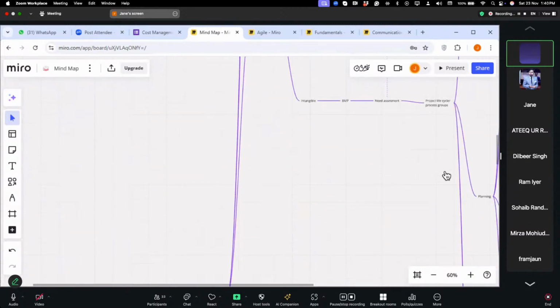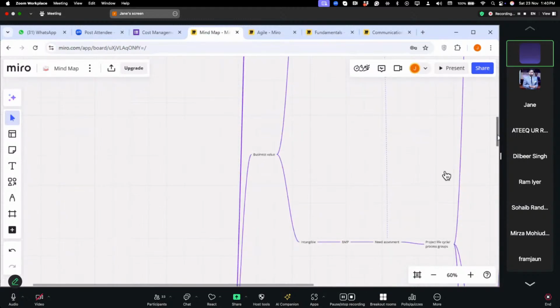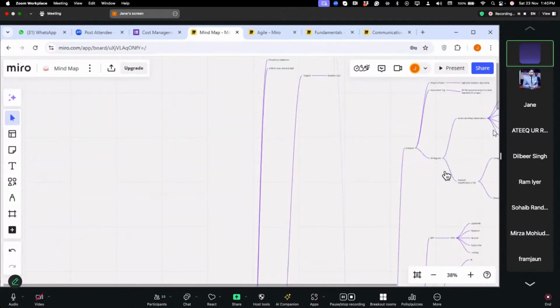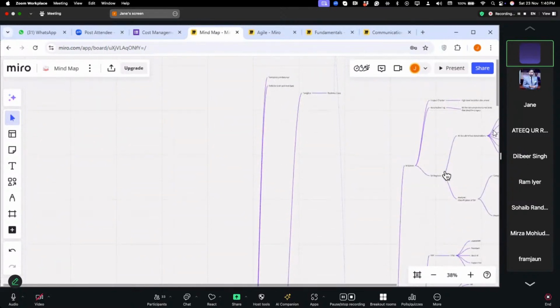Then can you zoom out a bit? Yeah. It has a business case. Which is, yeah.